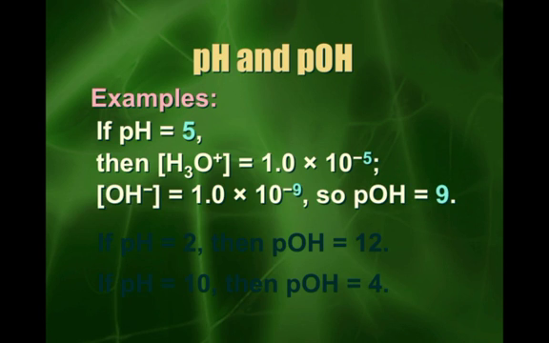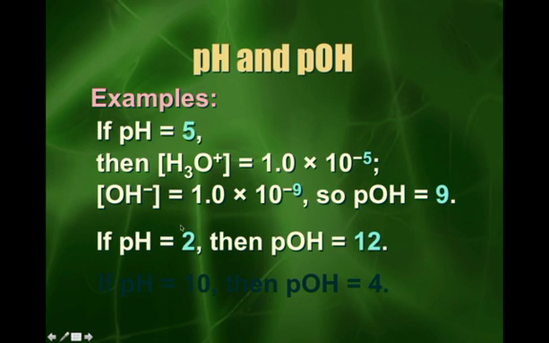And we then know that the hydroxide ion is 1.0 times 10 to the negative 9, because this number and this number have to equal negative 14. So the pOH is 9. Well, you could have told me that at the very beginning, because the pH was 5, so what plus 5 is 14? That would be 9.